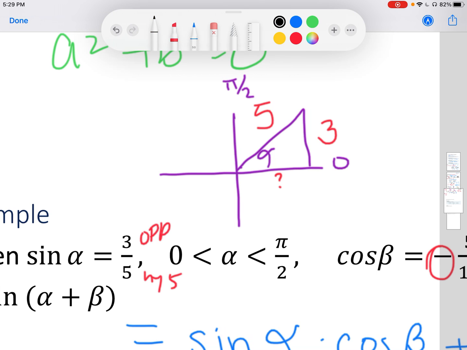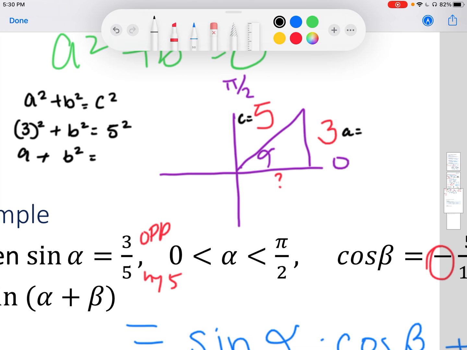So our Pythagorean theorem is a squared plus b squared equals c squared. Our c is always our hypotenuse. We can make that one a or b, it doesn't matter. So we have 3 squared plus b squared equals 5 squared. So I have 9 plus b squared equals 25. So I have b squared equals 25 minus 9. Let's move 9 to the other side. And we get 16. So b is 4.